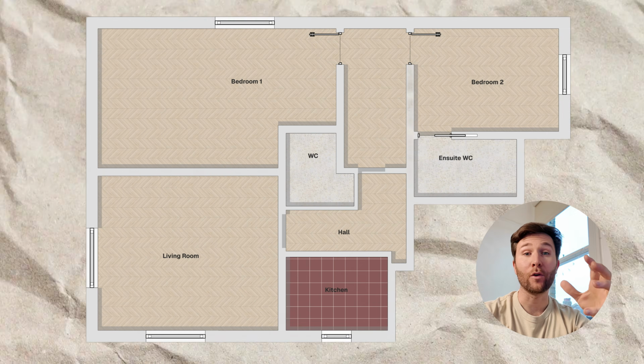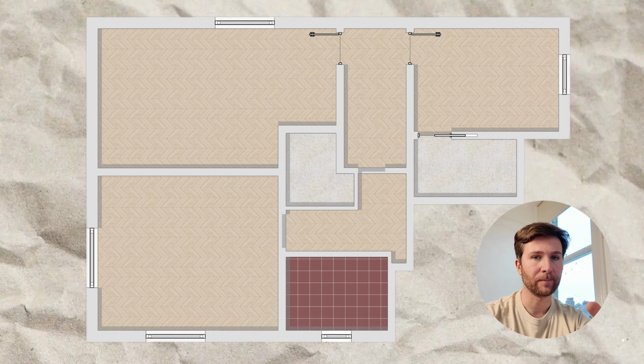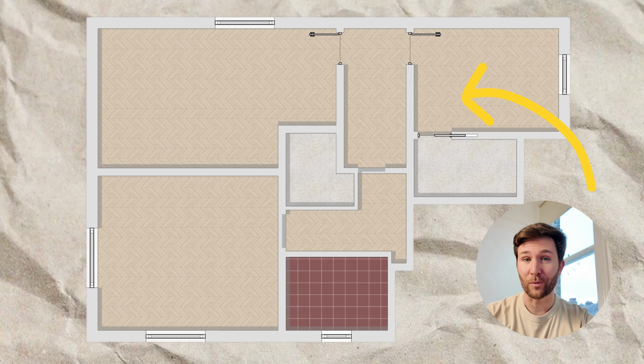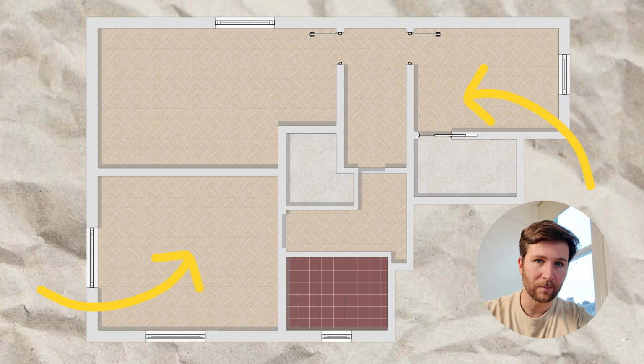Step 2. Stop thinking in rooms. Now you see these labels? Forget about them. Because this is where most people get stuck. They think this must stay a bedroom, this must stay a dining room. But homes don't fail because of room names. They fail because of activity conflict.